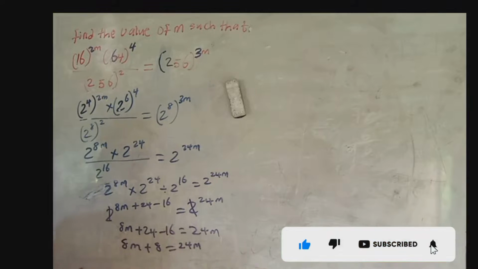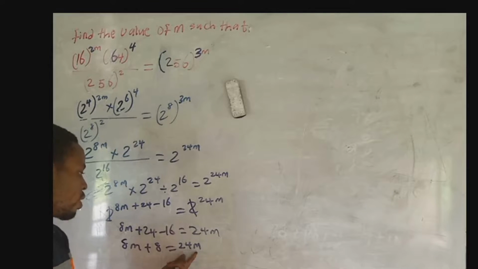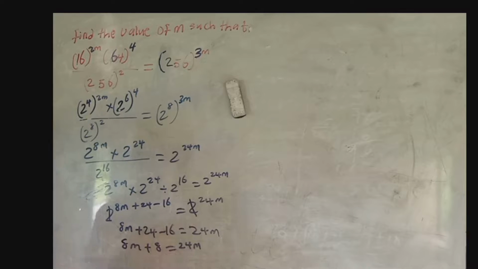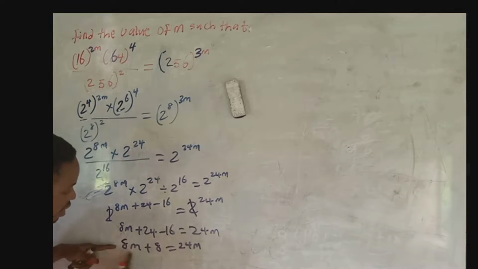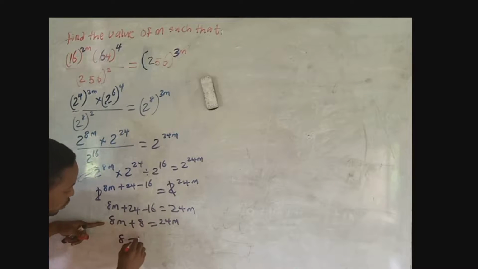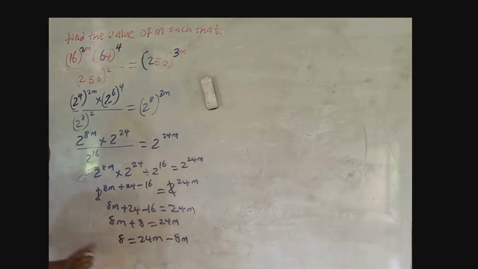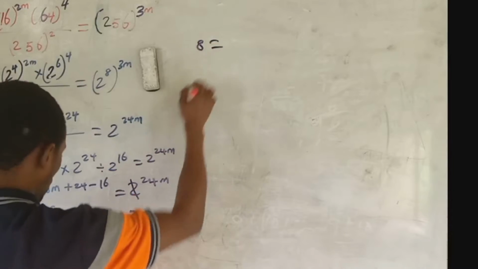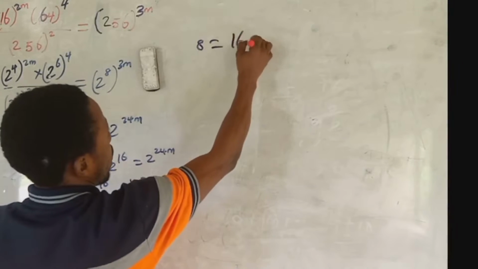24m. So in this place now, what we just do here, we collect like terms because we have m here, we also have m here. So you can bring this 8m to this place. Let's take this 8m to this place. We have 8 is equal to 24m minus 8m. If you subtract this 8m from 24m, you have 16. So we have 8 is equal to 24 minus 8, we have 16m.